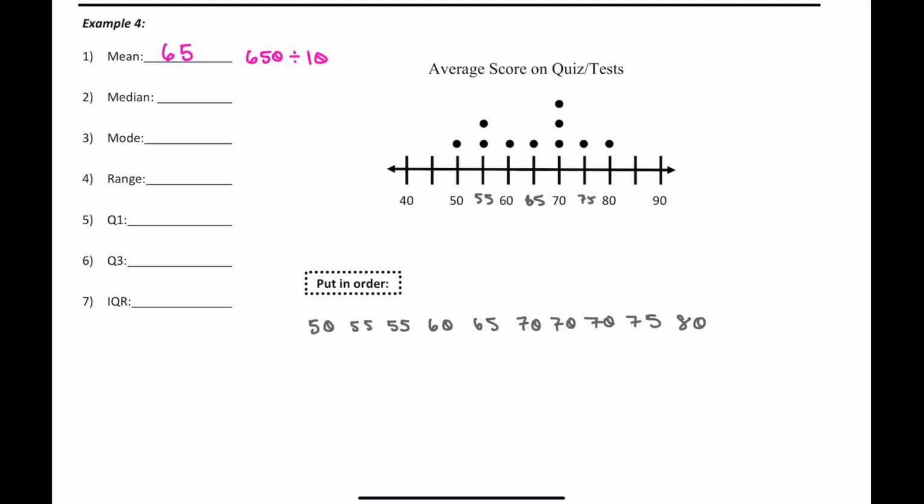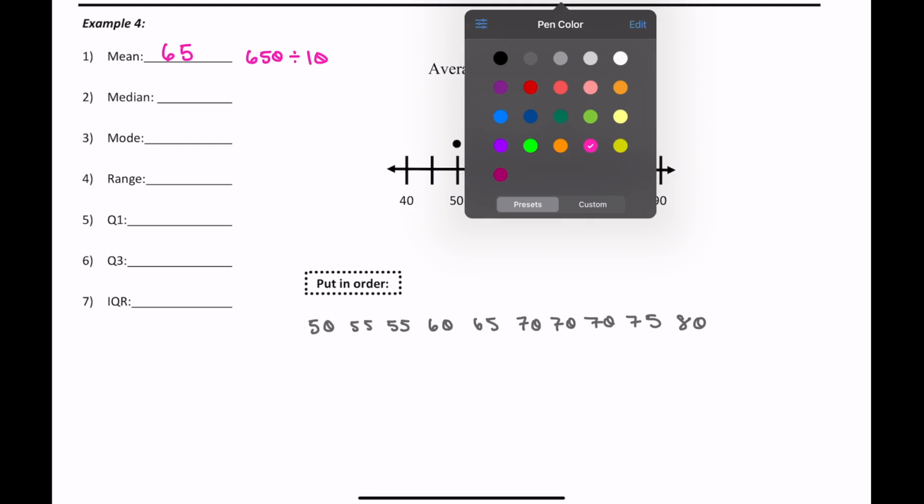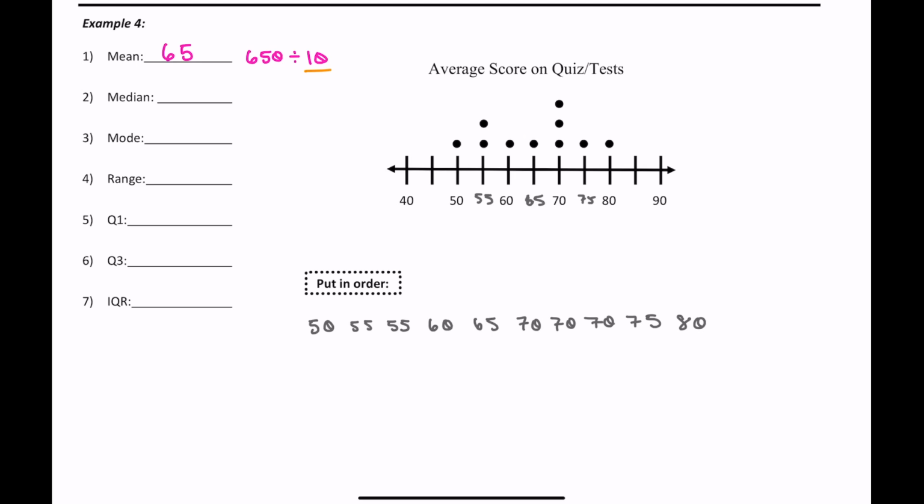Next up, we're trying to find the median. This time, we have an even number of numbers, so that means I have to find the middle two. If I draw a line right here, I have 1, 2, 3, 4, 5 on the left side, and then 1, 2, 3, 4, 5 on the right side. That's good. That's what we want.